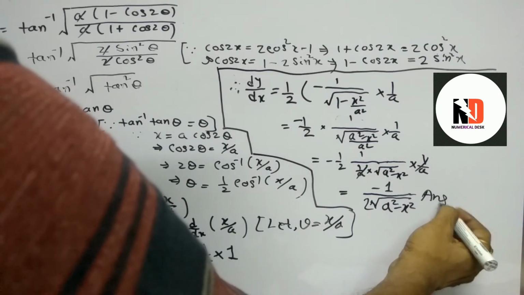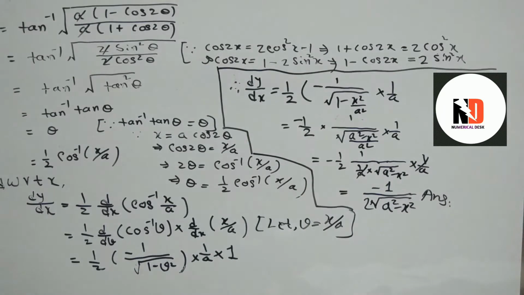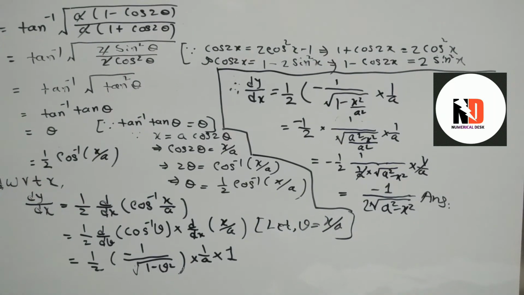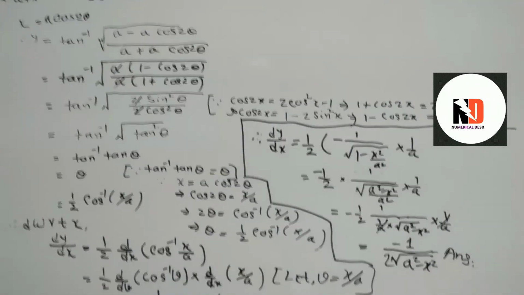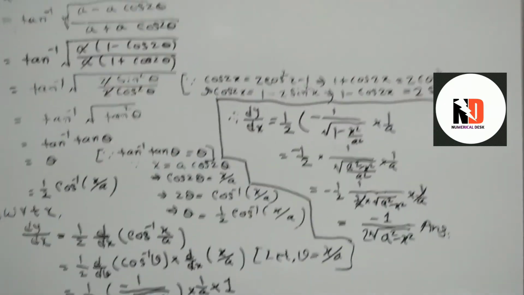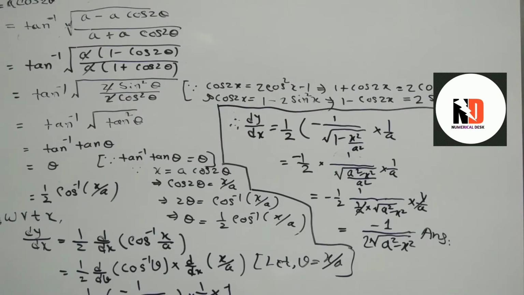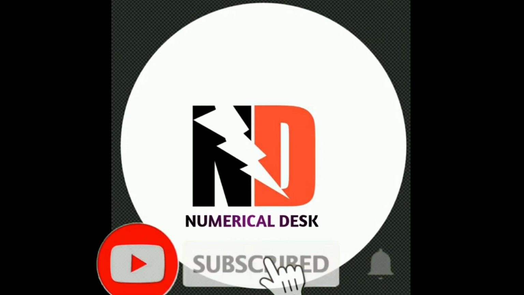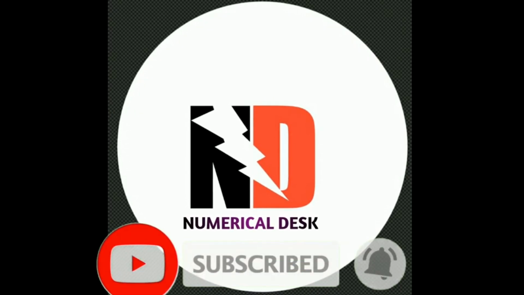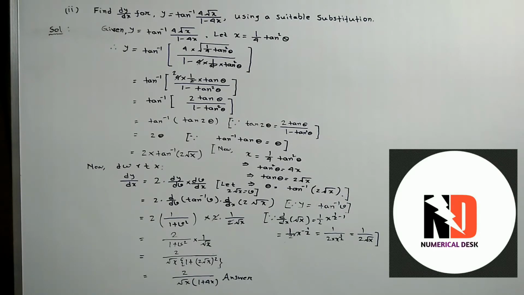So the chain rule and all these steps are very important. The learner must practice this very carefully. Very much essential. So adopt the chain rule. Next sum.